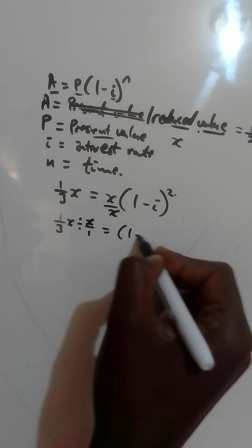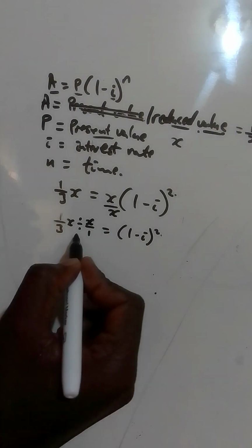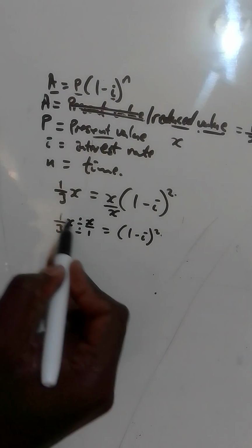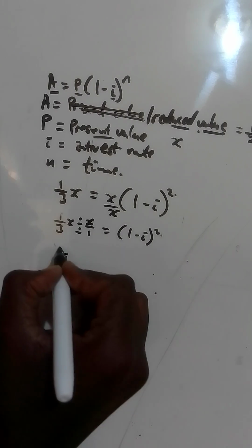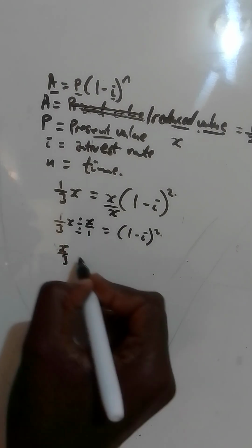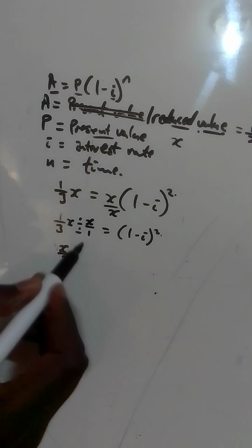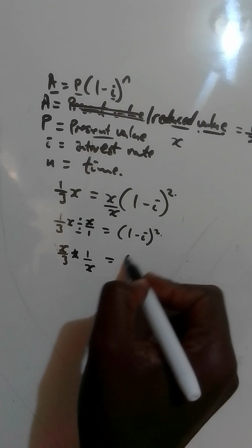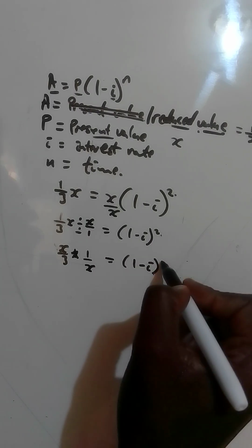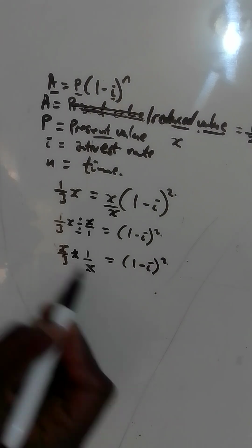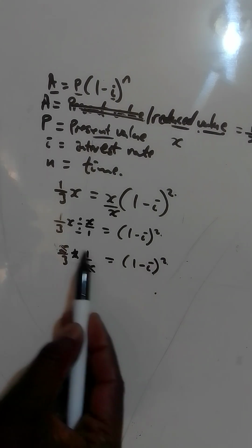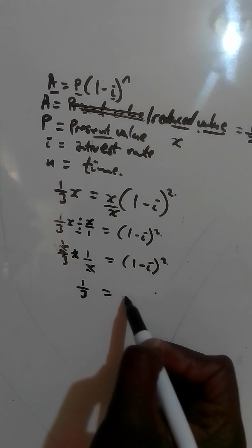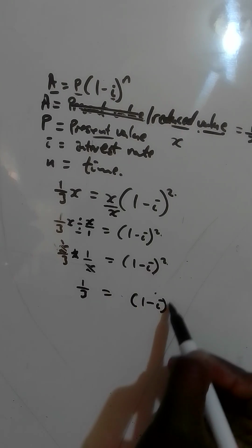So here now we're left with 1 minus i to the power 2. And remember, the cross-multiplication method: if you have 1 over 3, now what can I say? This 1 times x gives me x, so I replace this one and place x here, then I change the division sign to a multiplication sign and flip. That means I now write 1 over x is equal to open bracket 1 minus i close bracket to the power 2. Now observe, this x cancels out with that x, and 1 times 1 leaves 1, so now I've got 1 over 3, which is equal to open bracket 1 minus i close bracket to the power 2.